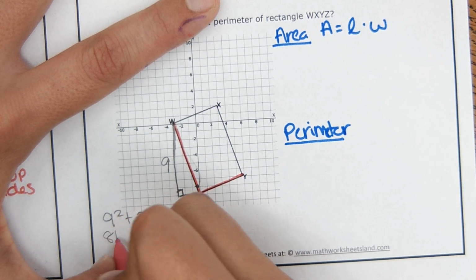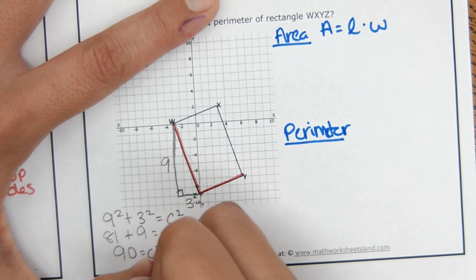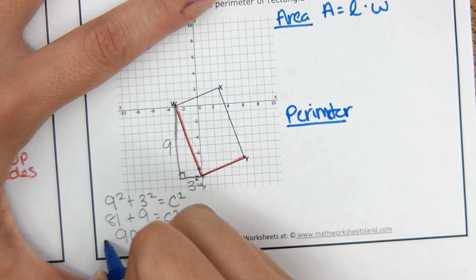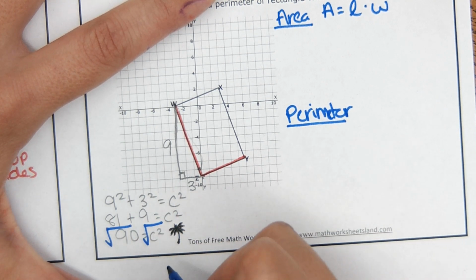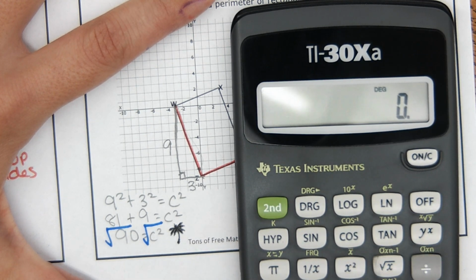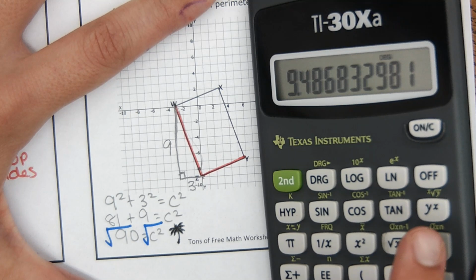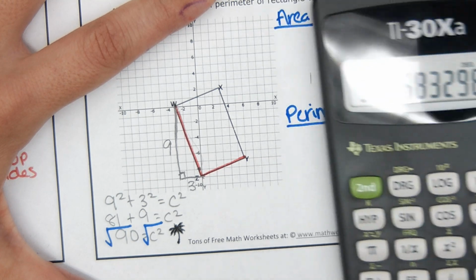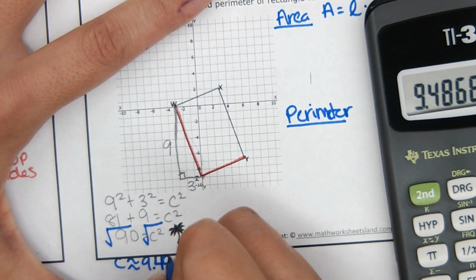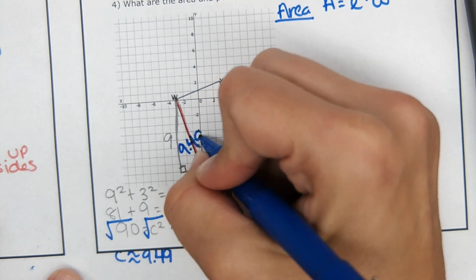So we'll get 81 plus 9, 90 equals c squared. Square root. And on the calculator, just 90, and then this square root button right here. We get 9.49. C is 9.49. And that's the length of this line.